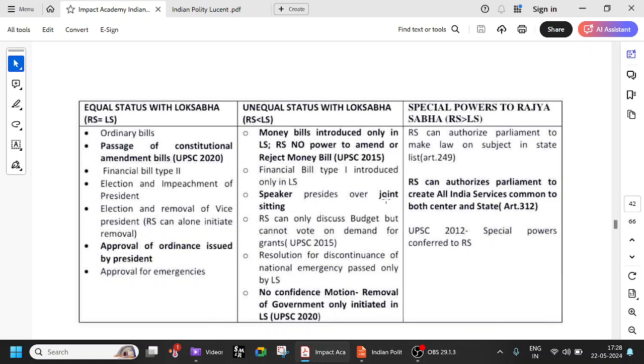Speaker presides over the joint sitting. When there is a joint sitting, even though we have members from the Rajya Sabha, it is the speaker that presides. If the speaker is not there, then the deputy speaker. If the deputy speaker is not there, then it goes to the chairman and deputy chairman. Even if they are also not there, then some MP appointed for that purpose.